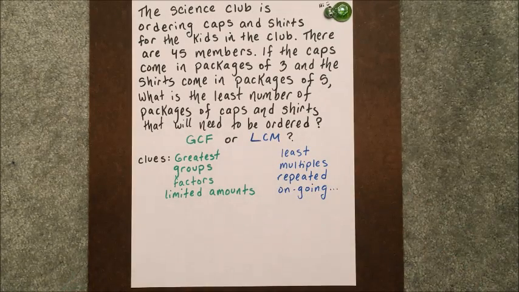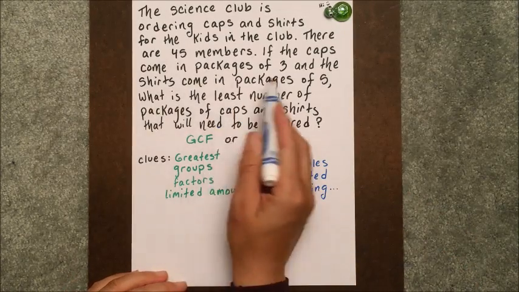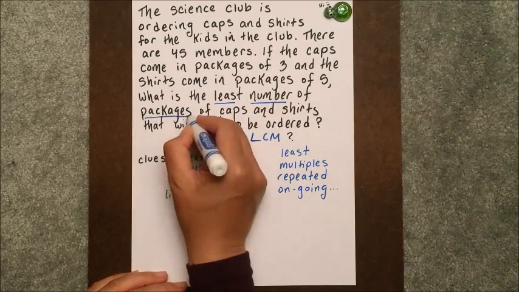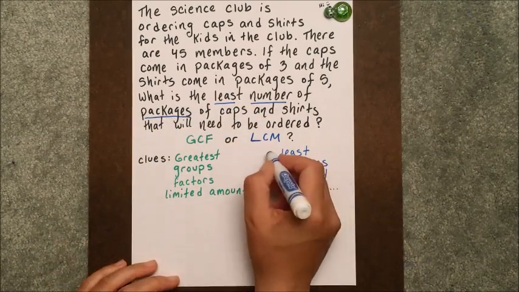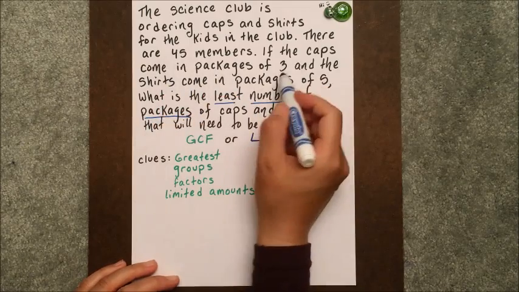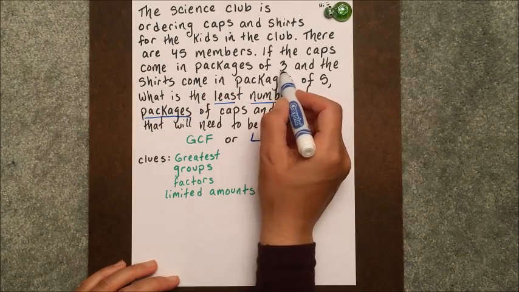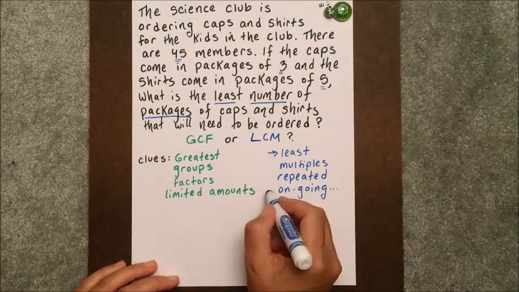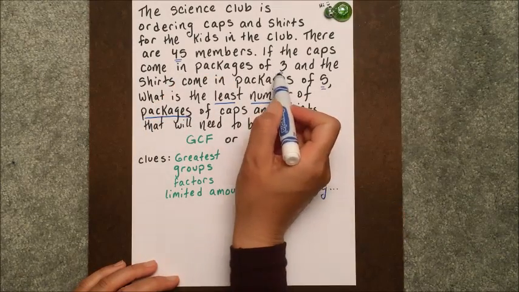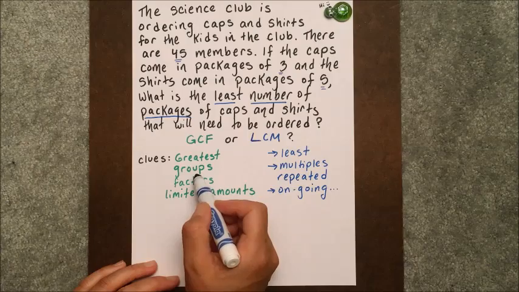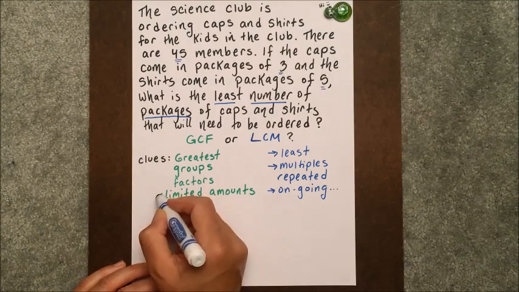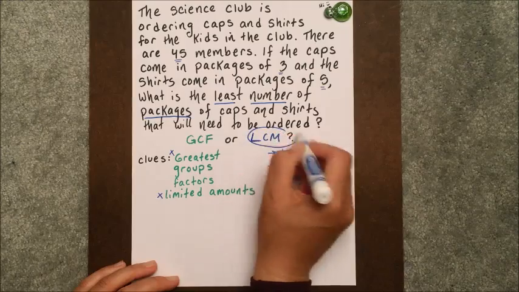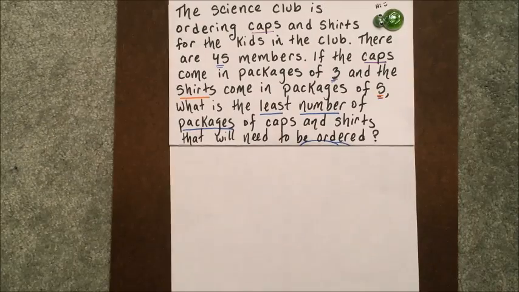So if we look back at our problem, we can see that, well, first of all, we have the least number of packages. So that is a good clue that we're going to be on the LCM side. We also know that we need more than just 1 package of 3 caps and 5 shirts, because we have 45 members. So that's an ongoing thing. We have no limited amounts, and greatest is not in there, so we know that we're using the LCM.